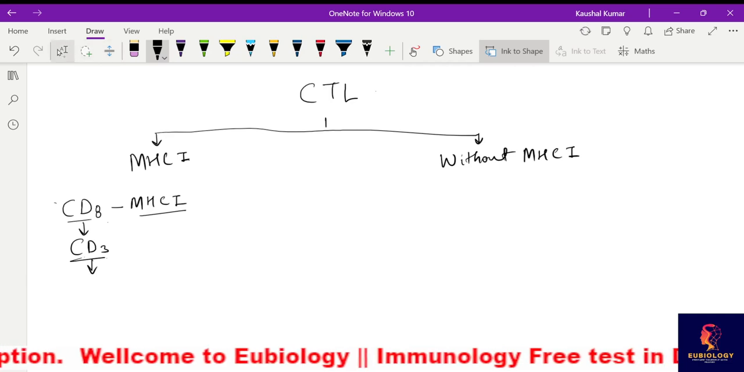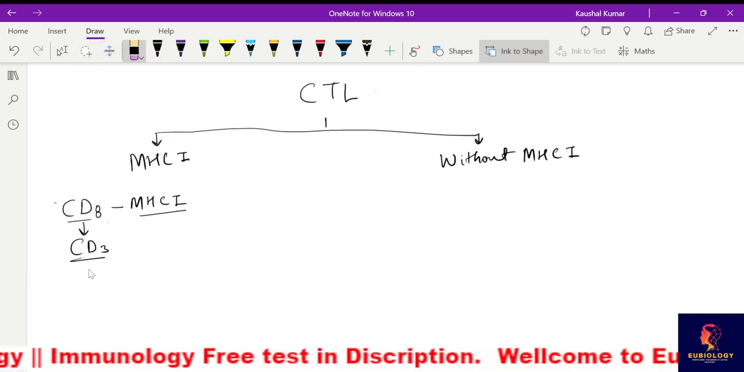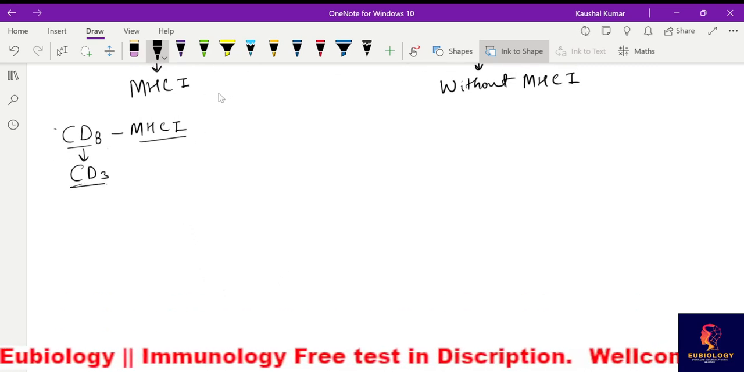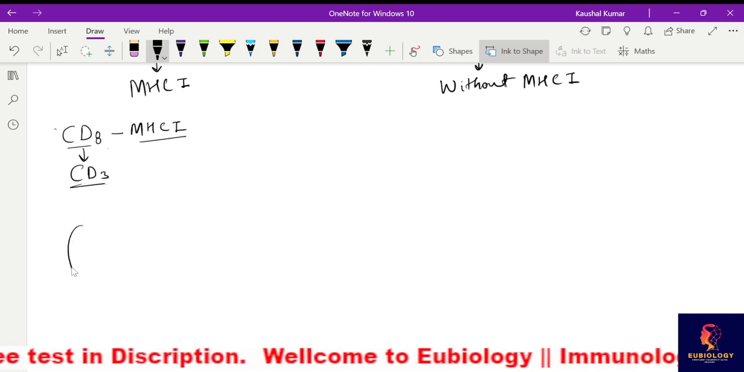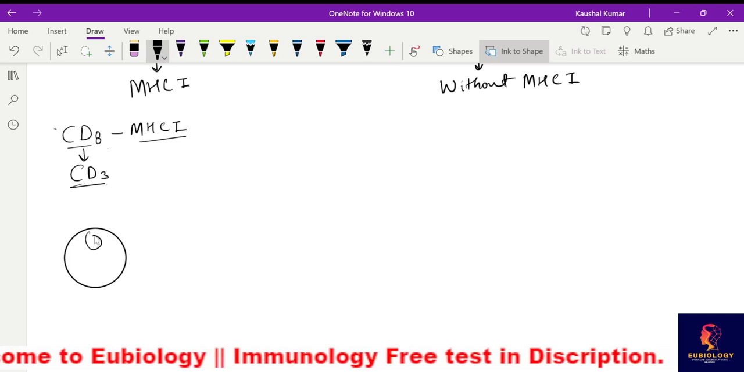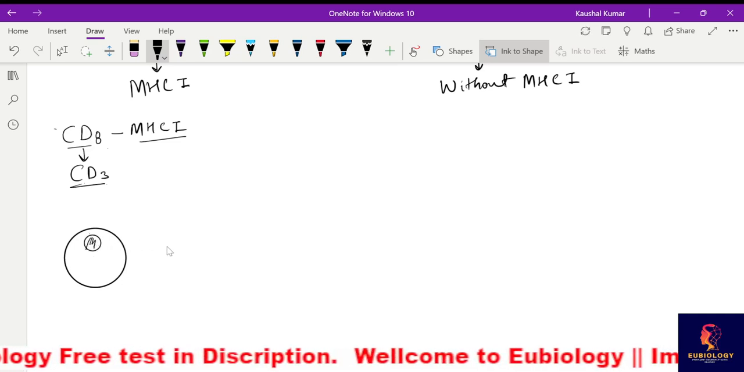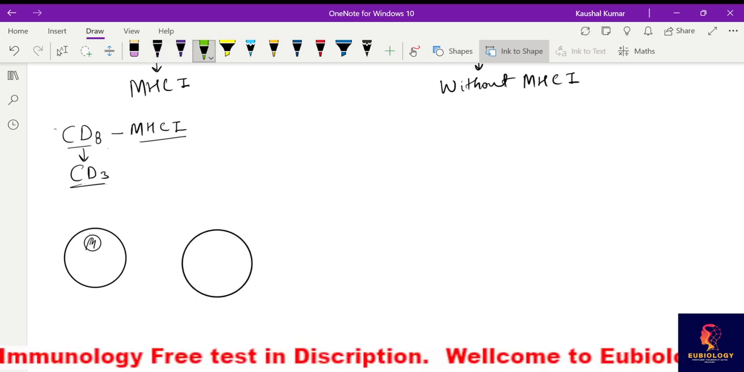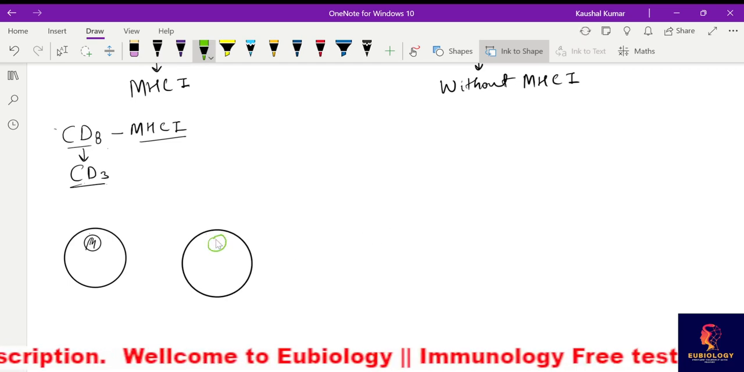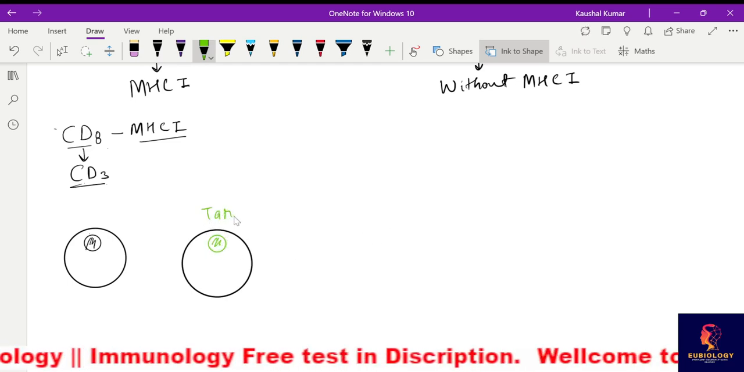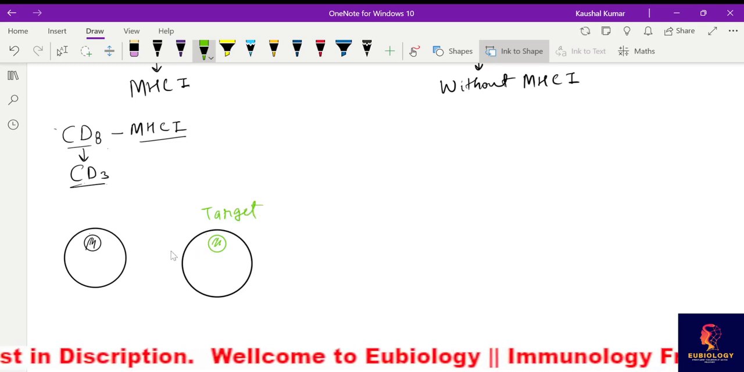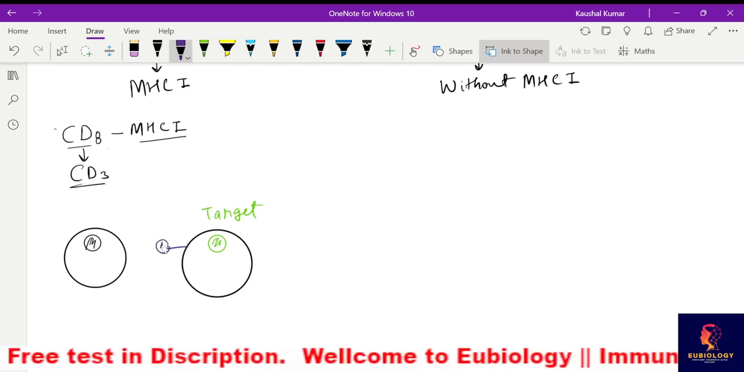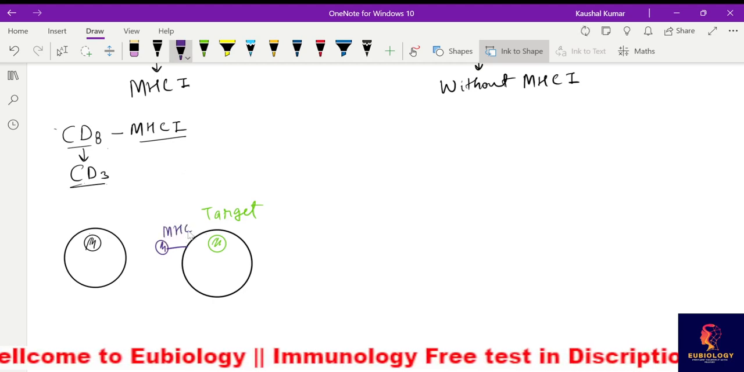I will make one small diagram by which you will easily understand how it is working. So MHC1 and without MHC1. In MHC1, if this is my cell, this is the cytotoxic T cell, and this is another cell, the target cell. This target cell has the presentation of the MHC class 1.